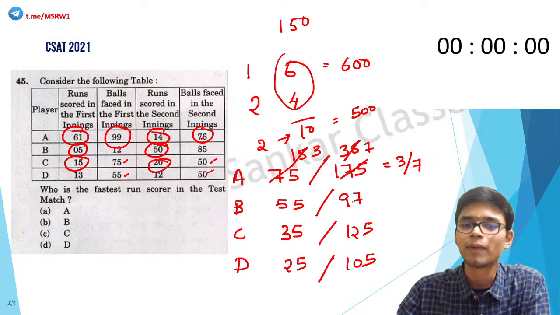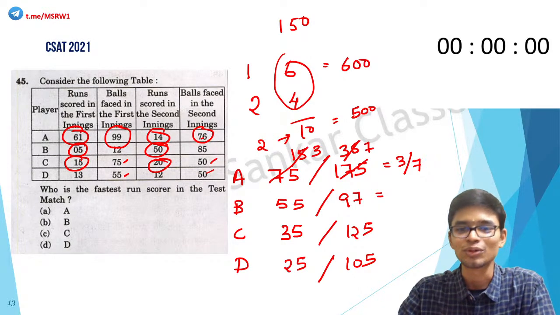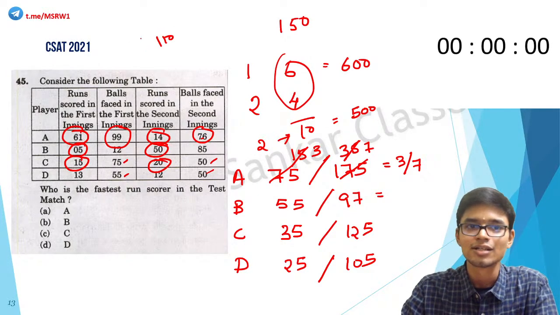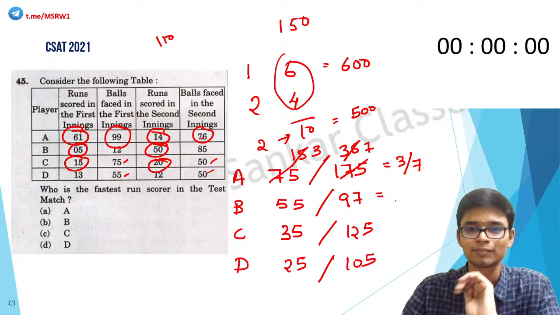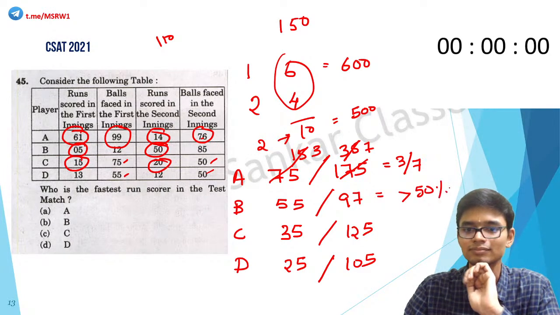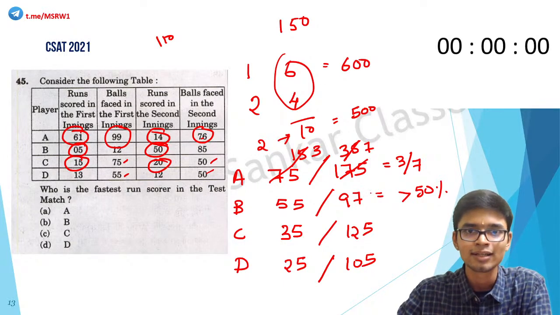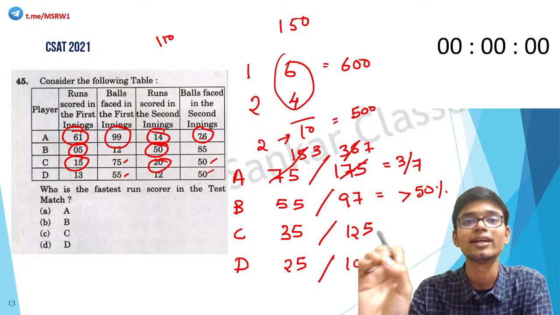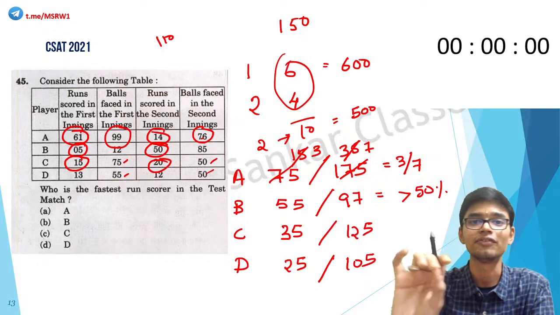Okay, second one, 55 by 97. There is nothing common there, I think, so you can't reduce it to anything simpler. But one thing we know for sure, 55 into 2 is 110, correct? Here it is not 110, it is 97, less than 110. Which means this is greater than 50%. Did you understand that? If it was 55 by 110, then it is exactly 1 by 2, 50%. But here it is only 97, so the numerator is greater than half of 97. So it is definitely a fraction that is greater than 50%.